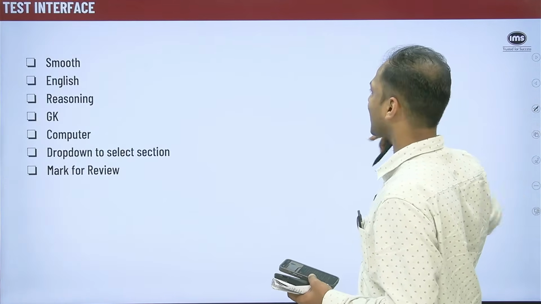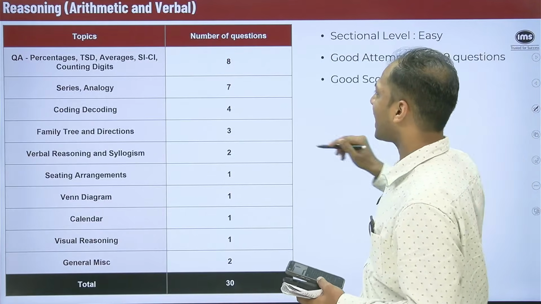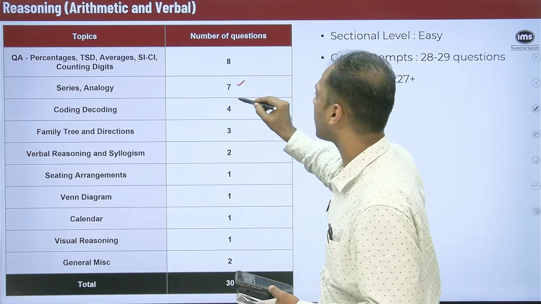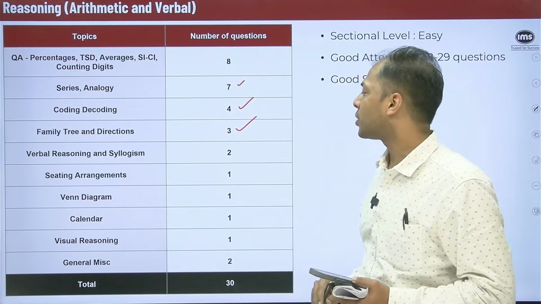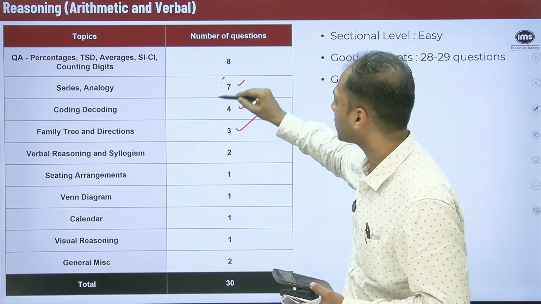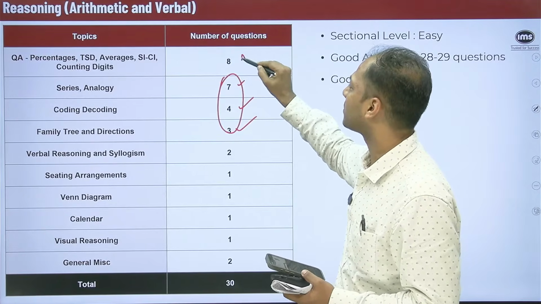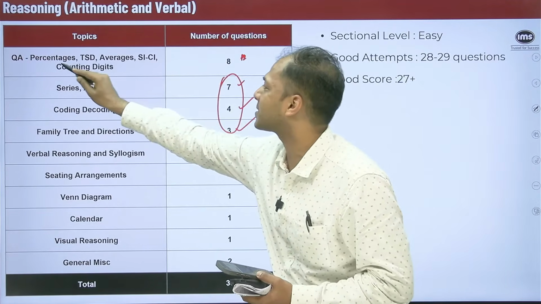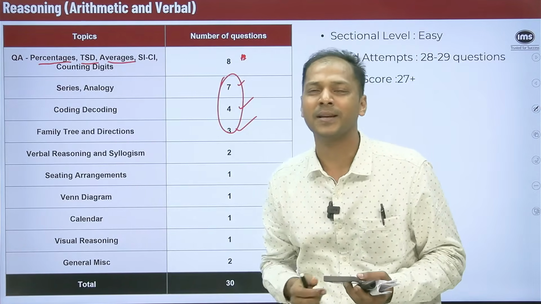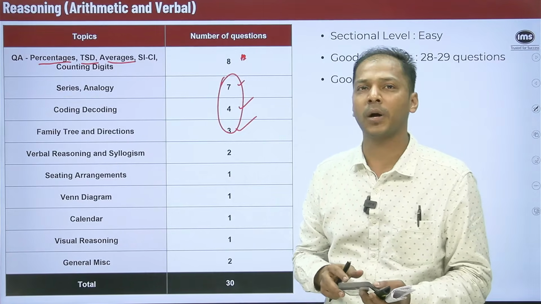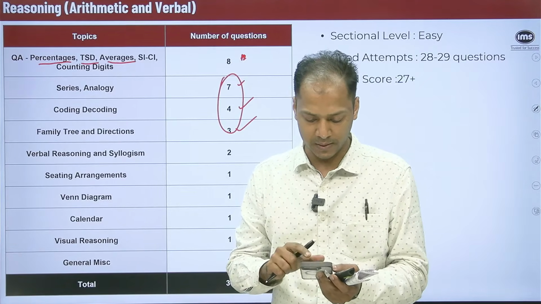So if you look at the LR section, it heavily relied on coding, decoding, series, analogy, family tree, blood relations. So these are some things that you could work on. And basic arithmetic. So basic percentages, basic formulae. You could just do the basics of these 2-3 chapters. Maybe that could help you if you want to identify topics which you want to revise.